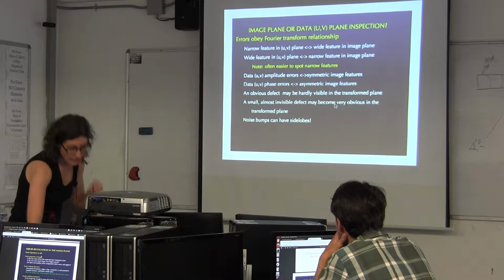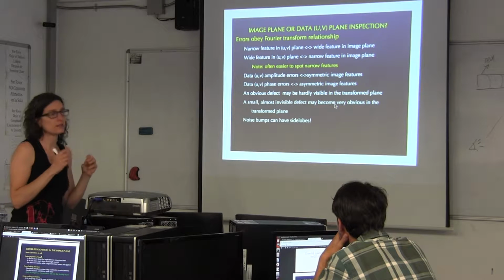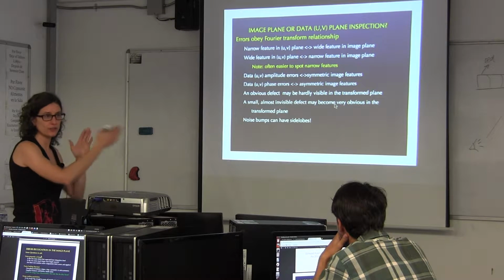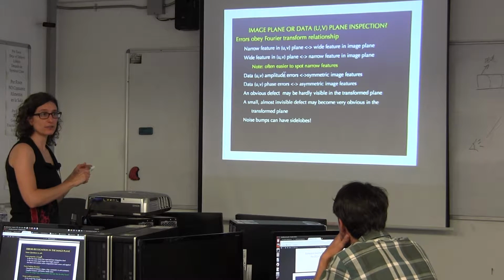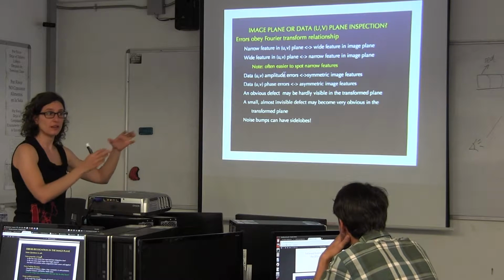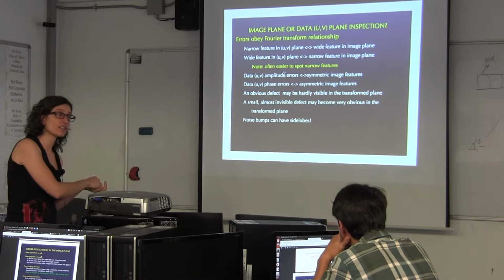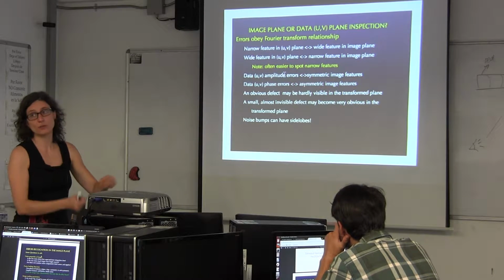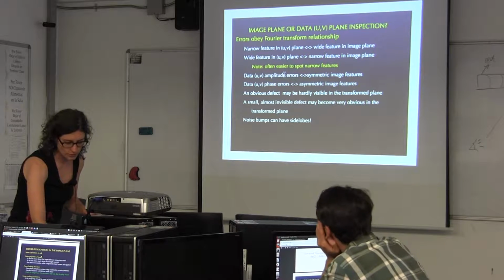It's related to the Fourier transform spaces. If you have amplitude errors, when you make an image, you will get symmetric patterns in your image. If you have errors in the phases, when you make your image, you will have asymmetric patterns. I will show you some examples.